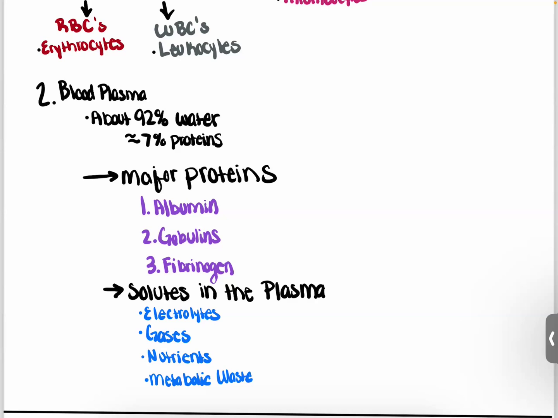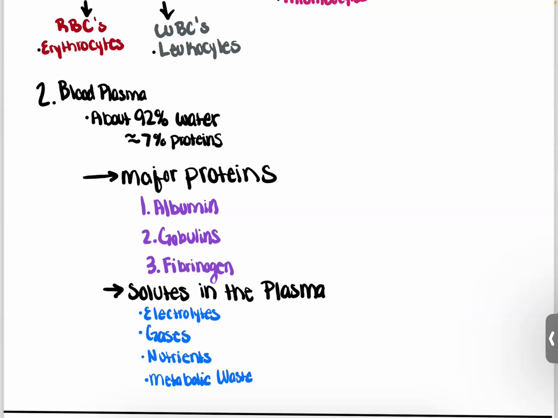Third, we have fibrinogen. This is the one that we see the least of. It's produced by the liver, and it helps with blood clotting. It's very much needed. Blood clotting would very much struggle without this major vital protein.